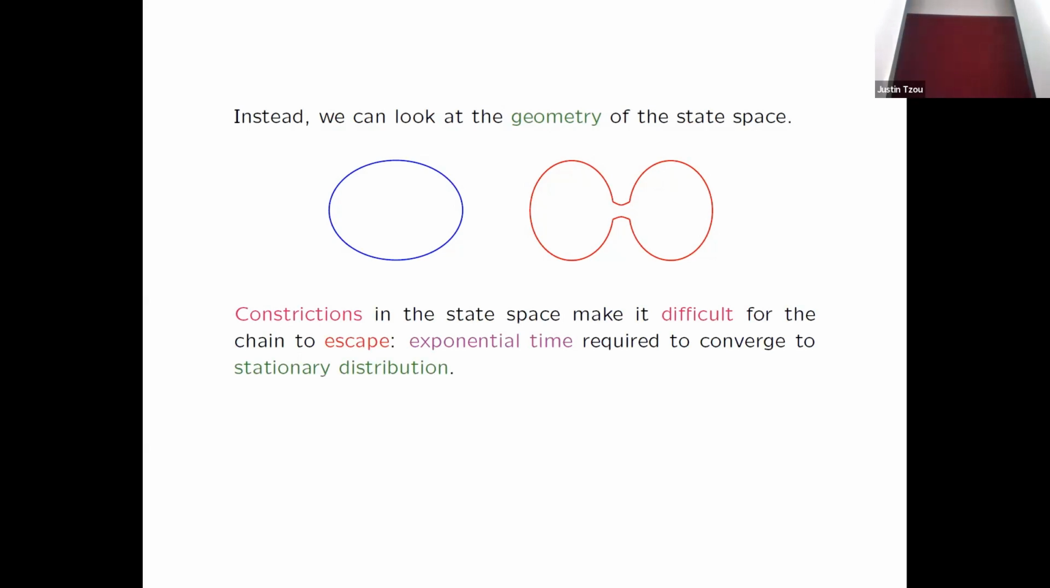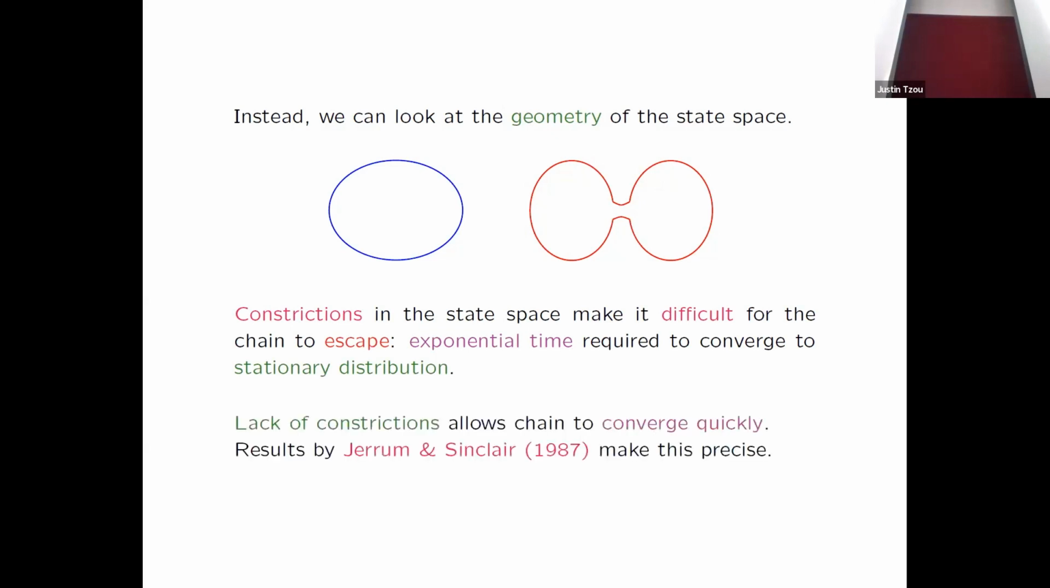And if the stationary distribution gives at least some constant fraction of the weight to both sides, then you can see it's going to take a long time for the chain to converge because it has to escape through this narrow bottleneck. And it leads to exponential time to convergence. And on the other hand, if you don't have any constrictions, like the picture on the left, then you get polynomial time convergence. And there are results by Jerrum and Sinclair that allow you to quantify this using something they called conductance. So that's nice. That's what we want to do. There's a relationship between this conductance and the eigenvalues.